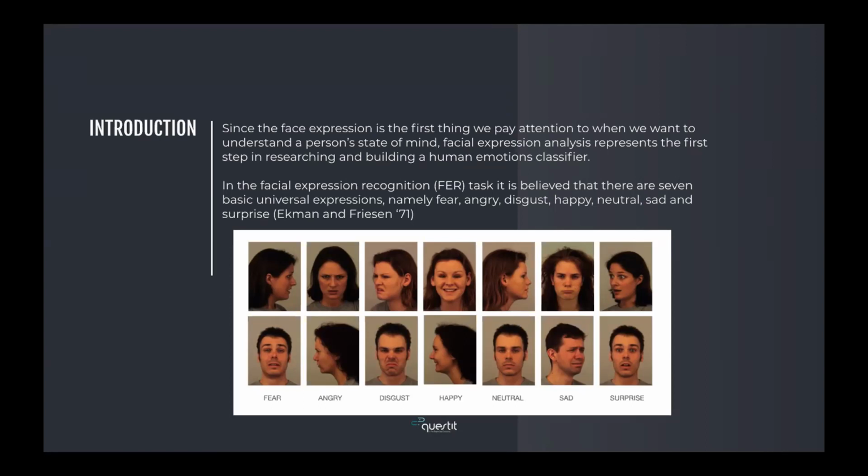So, what are these emotions? It is believed that there are 7 basic universal expressions: fear, angry, disgust, happy, neutral, sad, and surprise. And here you can see some examples of faces with the different emotions.